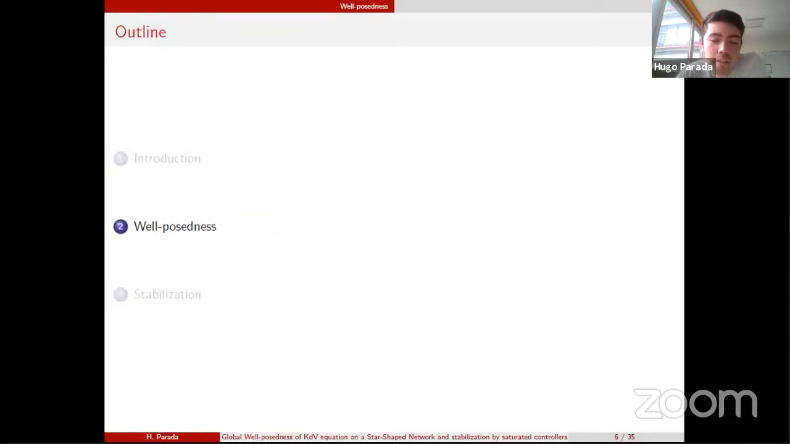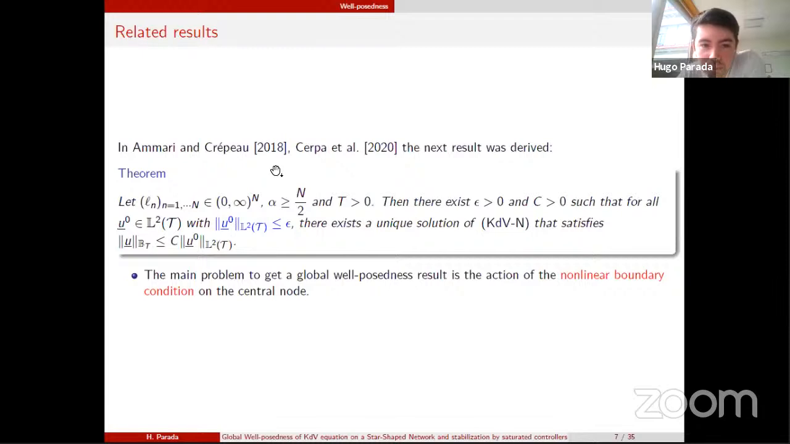Okay. So I want to first talk about the well-posedness results. I want to explain briefly some related results. This one is the well-posedness result that we have at this time from past work. This is the work of Cavalcante, Serpa, Moreno, and Crepeau. And they were able to prove the following well-posedness result. If we assume that the lengths are given and alpha satisfies this condition, then for all T positive, there exists an epsilon such that if the initial condition in L^2 is small enough, then we have a unique solution in B_T. And the main problem to derive global-in-time well-posedness is the action of the nonlinear boundary conditions that I showed you before.